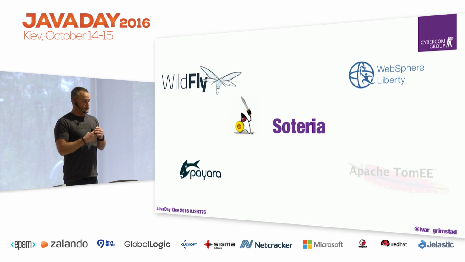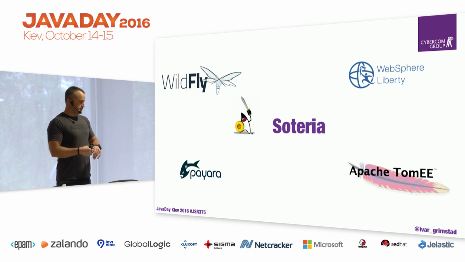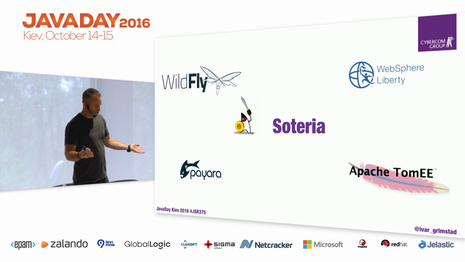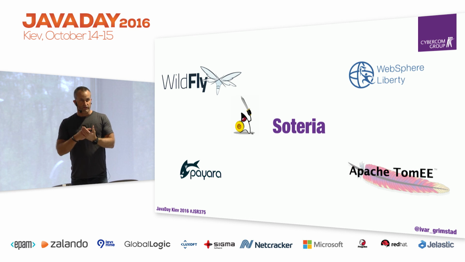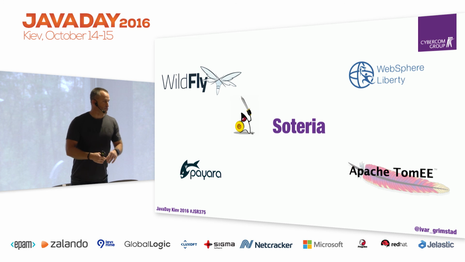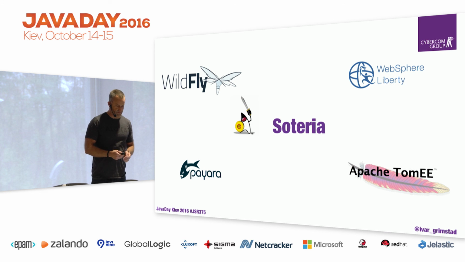Even though the reference implementation for a security specification is only required to work for GlassFish, one guy in the expert group, Arjan Tijms, has done a tremendous job of creating a portable reference implementation. So Soteria today works for WildFly, it works for Liberty, it works for Payara, and it works for TomEE, and I think it partially works for WebLogic as well. So we have an almost fully portable reference implementation of the security specification.